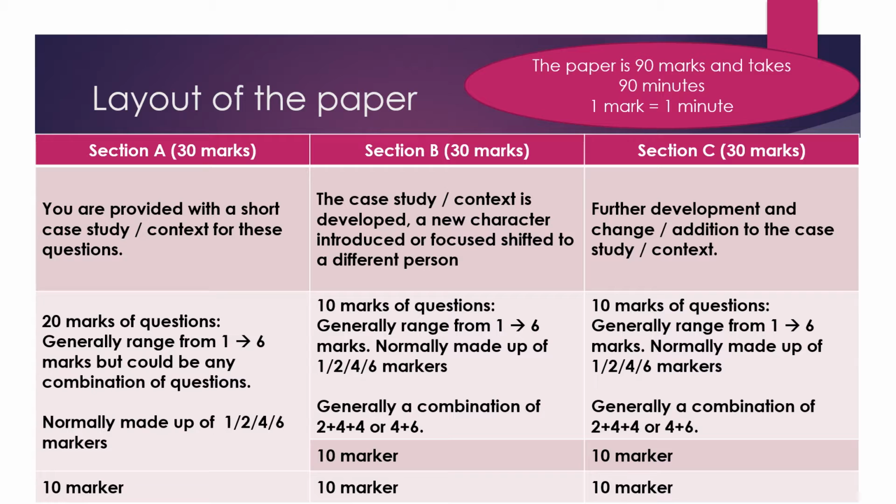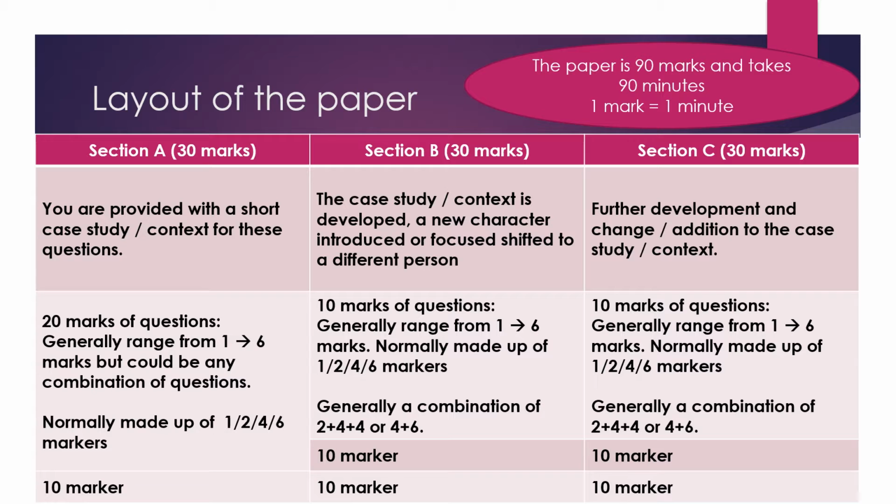Now, in section A, the first 20 marks is a combination of questions made up of 1 markers, 2 markers, 4 markers, 6 markers, and it can be anything in that 1 to 6 range. And then there'll be one 10 marker at the end of A. In section B, the first 10 marks is anything between 1 and 6 markers. Generally the combination tends to be a 2, 4, 4 or a 4, 6, and then you get two 10 markers. And section C follows the same pattern: 10 marks of general questions, 1 to 6 markers, generally 2, 4, 4 or 4, 6, and then 10, 10.